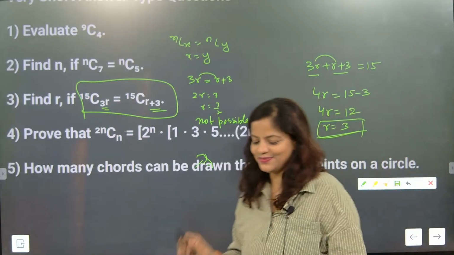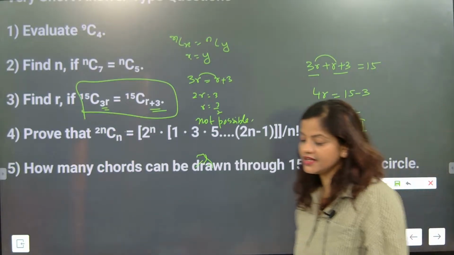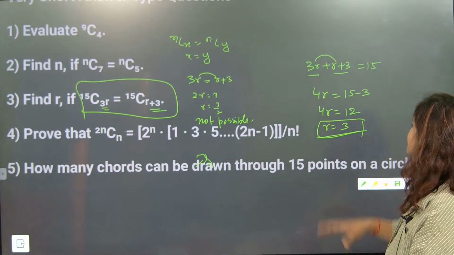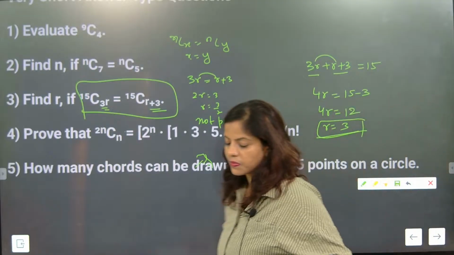Very good, nice, super. Did you understand this one, beta? So r is exactly coming as 3. We'll go for the next question. Note down this one.